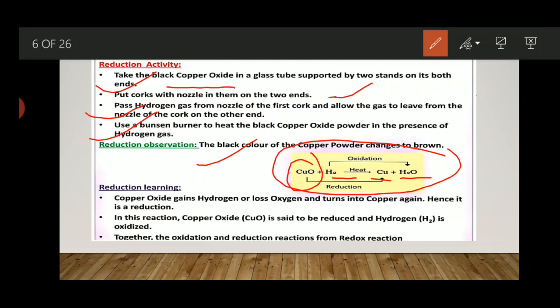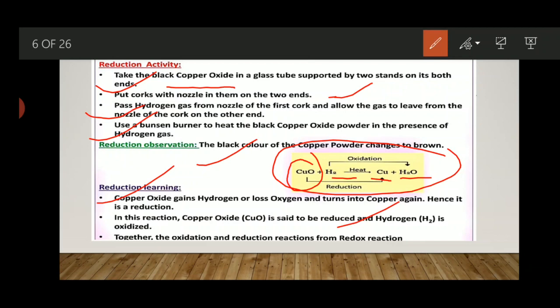Now, what did we learn about this experiment or this activity? See, copper oxide gains hydrogen or loses oxygen and turns into copper again. The color of copper is brown itself only. Hence, it is reduction. It is clear. In this reaction, copper oxide is said to be reduced and hydrogen is said to be oxidized.